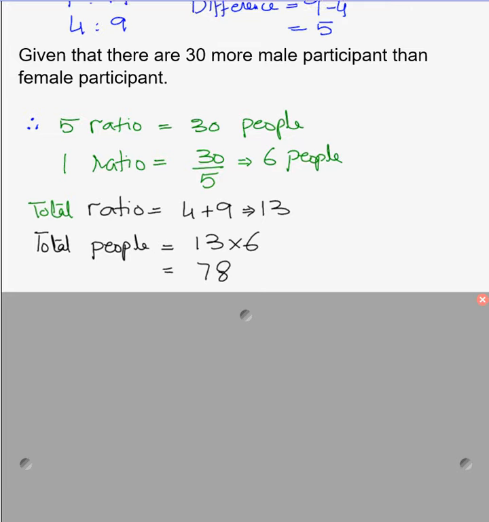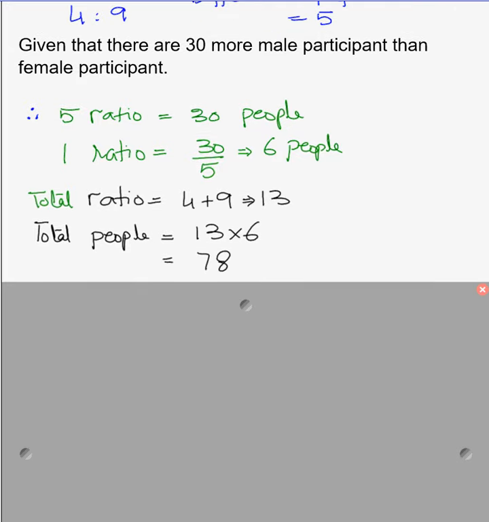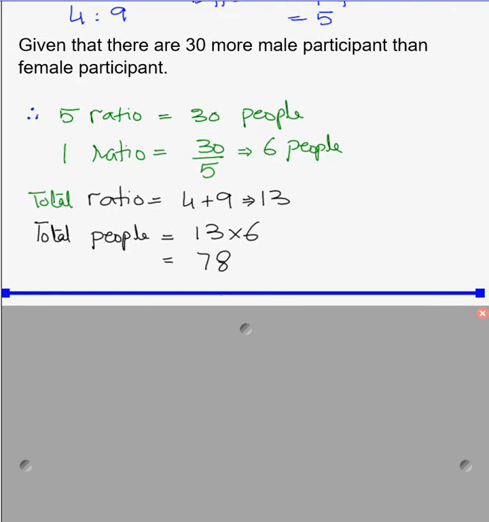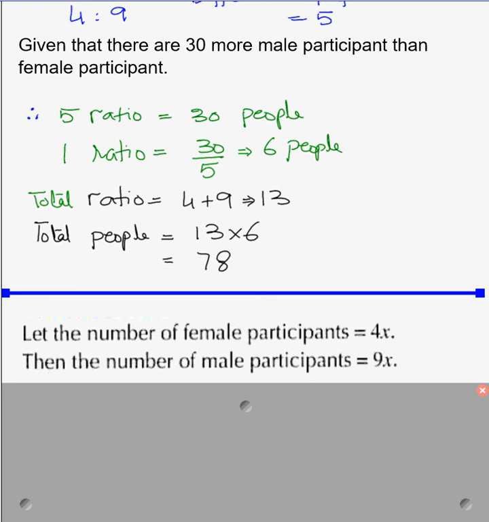The other method which I said is algebraic. If you don't get it, don't mind, you can just bear with it for a few minutes, then we will see the next example. So female participants are 4 times x, male participants are 9 times x. Now why x? Because x is representing how many people are in one ratio, right? Female have 4 ratios and male have 9 ratios, but each one of them has the same number of people in one ratio. So that's why we multiply by x.